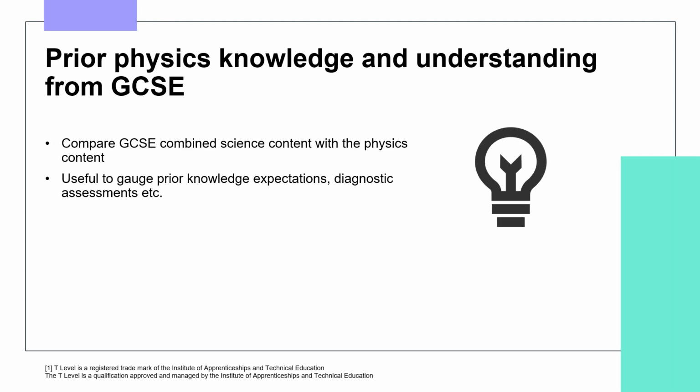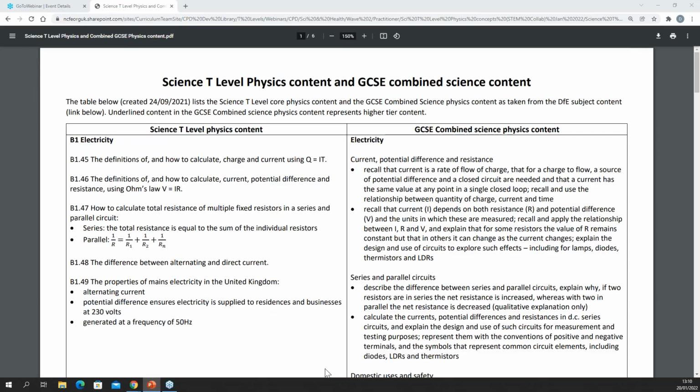And in the handout section, you'll find this document that I'm going to put on screen, which you can download. It is a table containing the physics content on the science T-level, beside the relevant content from the GCSE combined science. I want you to spend 5 minutes having a look, comparing them both, and do add any questions or comments to the question box.